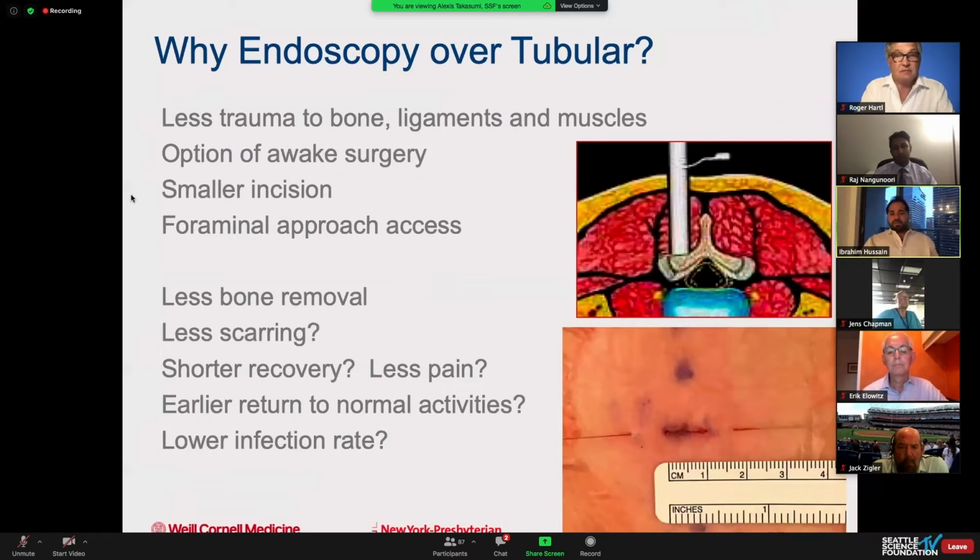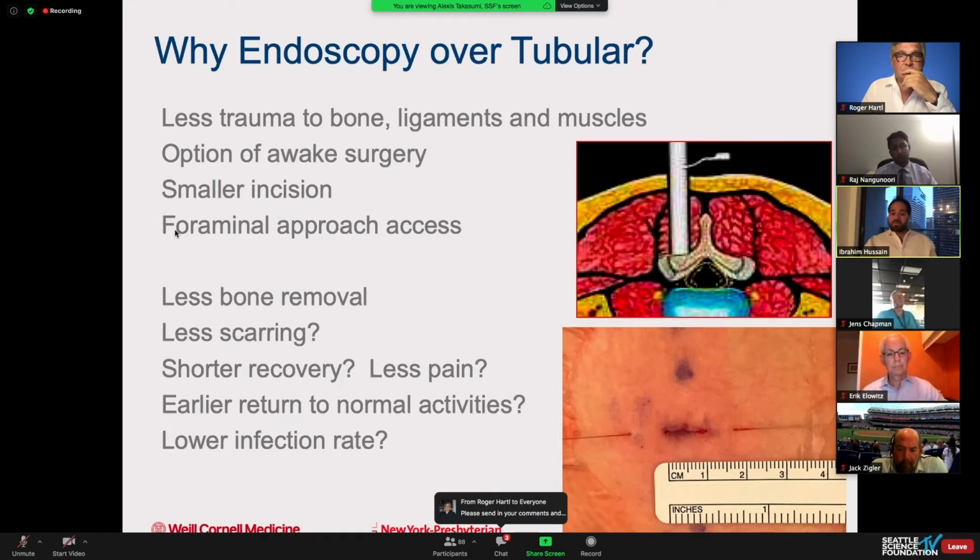The main question a lot of MIS surgeons will ask is, why endoscopy over tubular discectomy, for example? How can you improve on an already very efficient, effective, successful operation that most MIS surgeons are already very, very familiar with? And what we can tell you is that after you perform enough of these procedures, you can really see that there's less trauma to the bone and soft tissues.